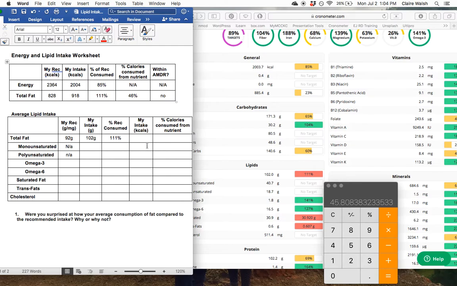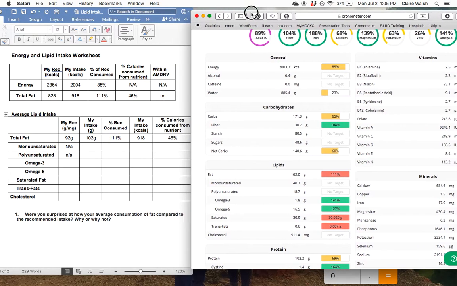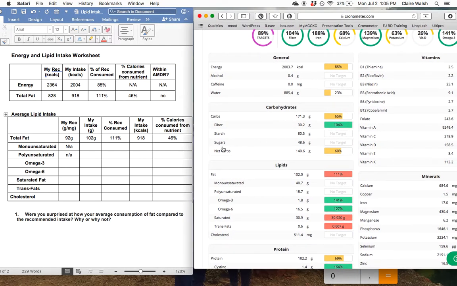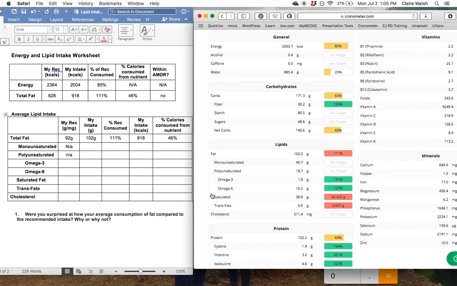All right, moving on. We can just go ahead and plug these numbers right here. So your intake of total fat calories in this box is going to be the same as this number right here, 918. And then percent of calories consumed from the nutrient, we already did that math in this box. So 46% there. All right, so let's plug in the rest of our numbers from Chronometer. I'm going to scoot this page over. It's in exactly the same order.